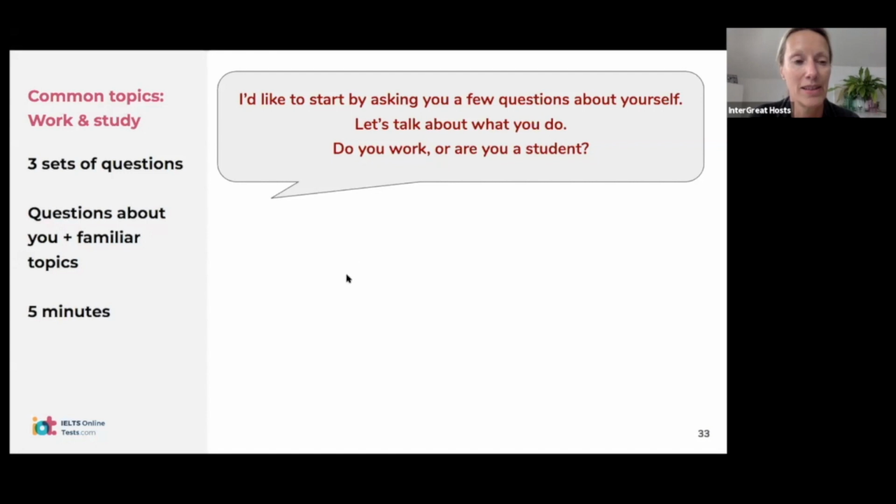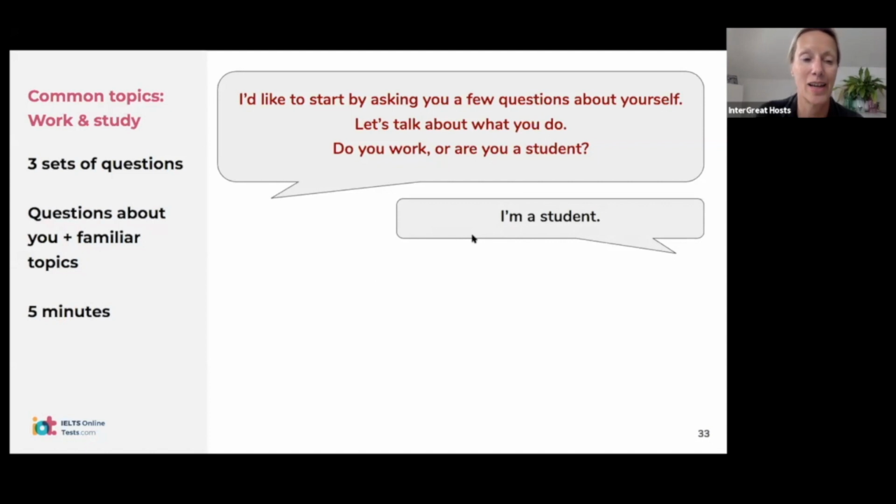So you're all giving quite accurate answers. But what's the problem with this answer here? I'm a student. It's too short. It's far too short. Even though that is a correct answer, you need to give some more information. So I'll just show you how to do that.